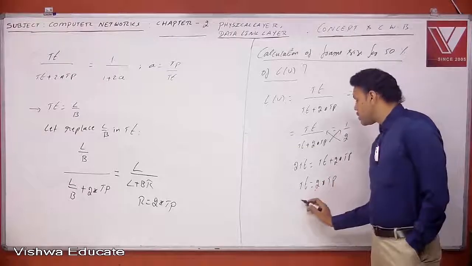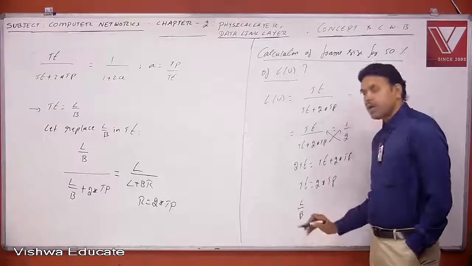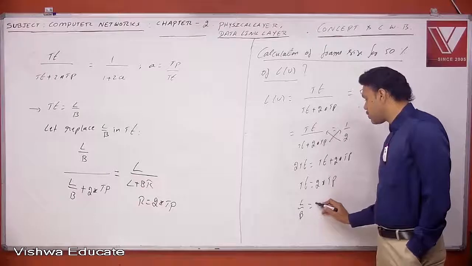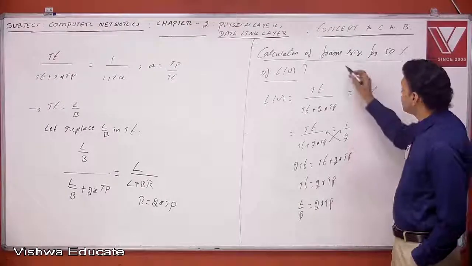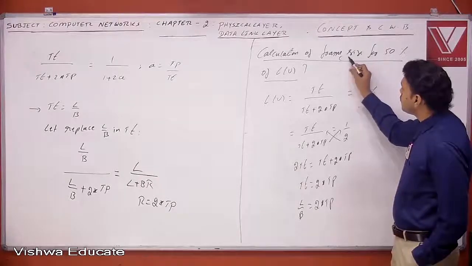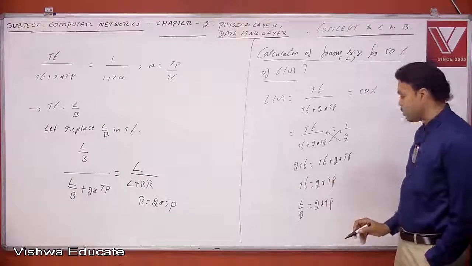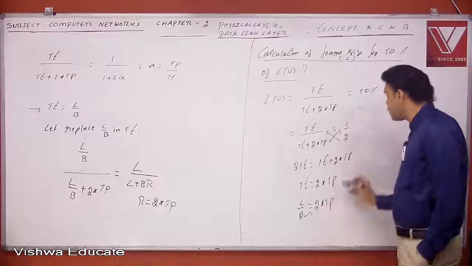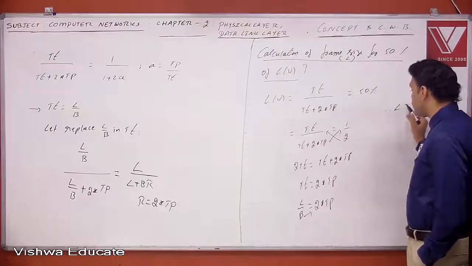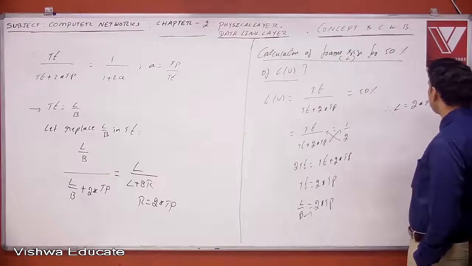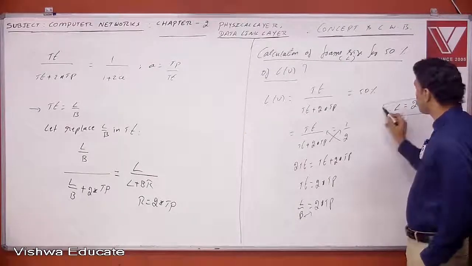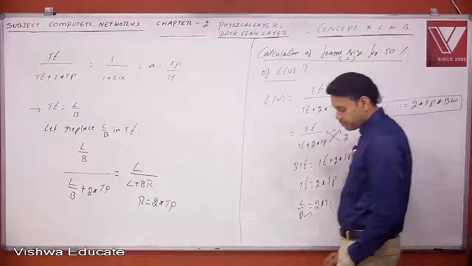And now what is the Tt? Tt is nothing but L upon B, equal to 2 into Tp. What is he asking? Frame size. Frame size means the L value. So how will you find the L value? Therefore L is equal to 2 into Tp into bandwidth. That's it.